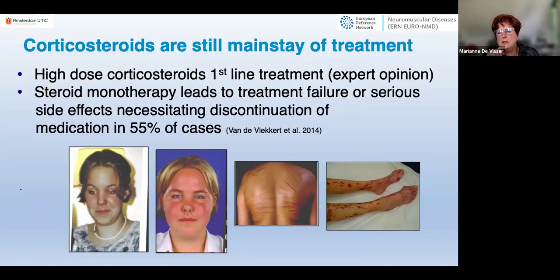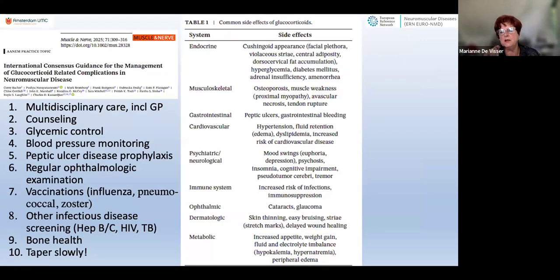As you can see here, the patients already show some nasty side effects. This girl used to have a face like that, very slim face, and now she has a Cushing face, as you can see, with a rash. These are nasty striae, and here you see ecchymosis, all side effects of prednisone. But there are many other side effects, as you can see on this table.